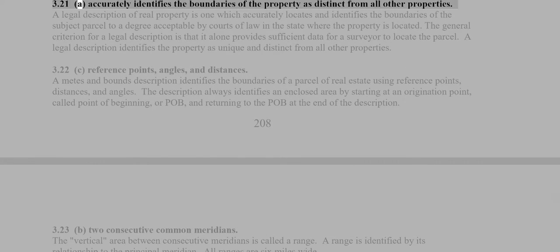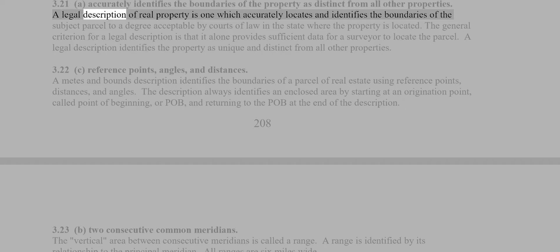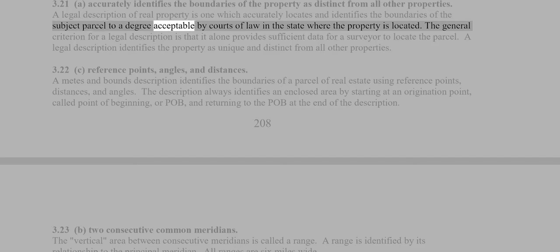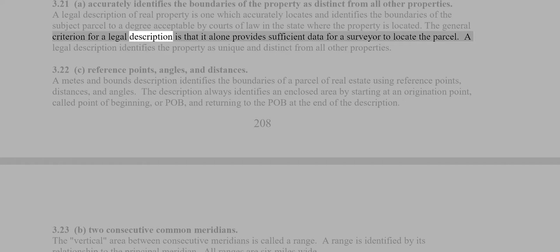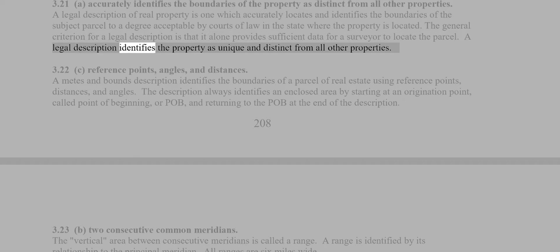3.21 A. Accurately identifies the boundaries of the property as distinct from all other properties. A legal description of real property is one which accurately locates and identifies the boundaries of the subject parcel to a degree acceptable by courts of law in the state where the property is located. The general criterion for a legal description is that it alone provides sufficient data for a surveyor to locate the parcel. A legal description identifies the property as unique and distinct from all other properties.